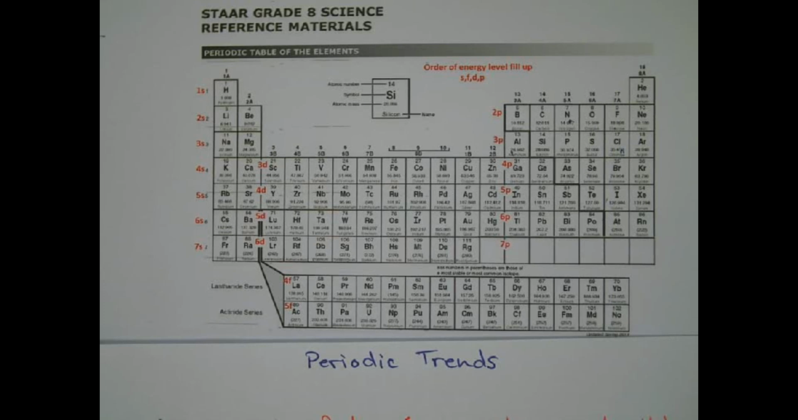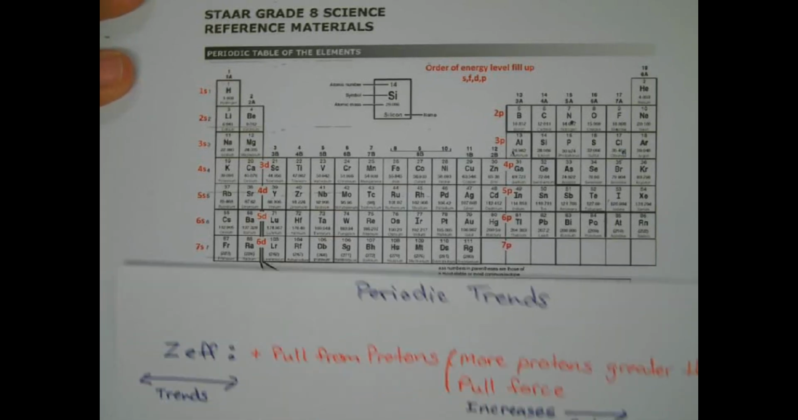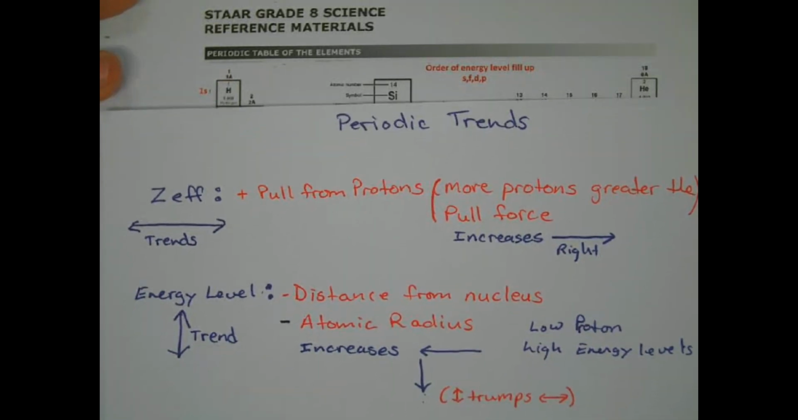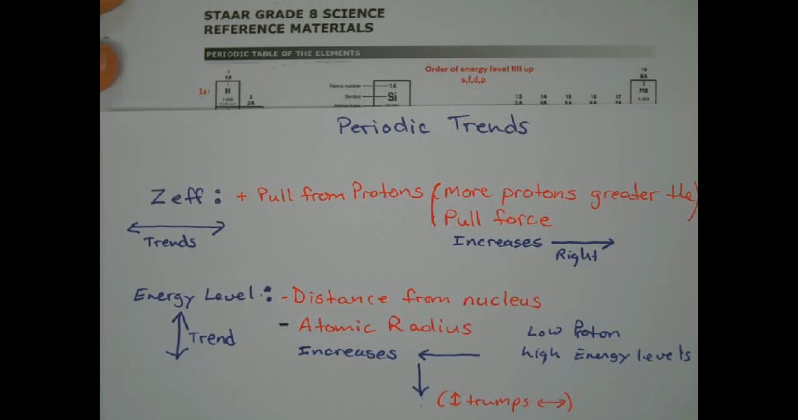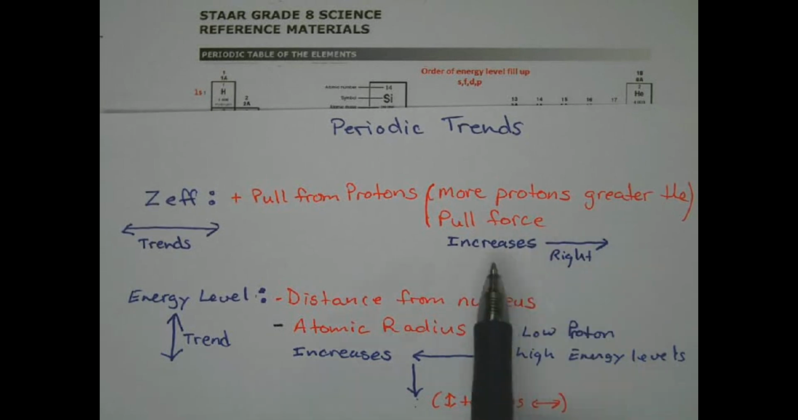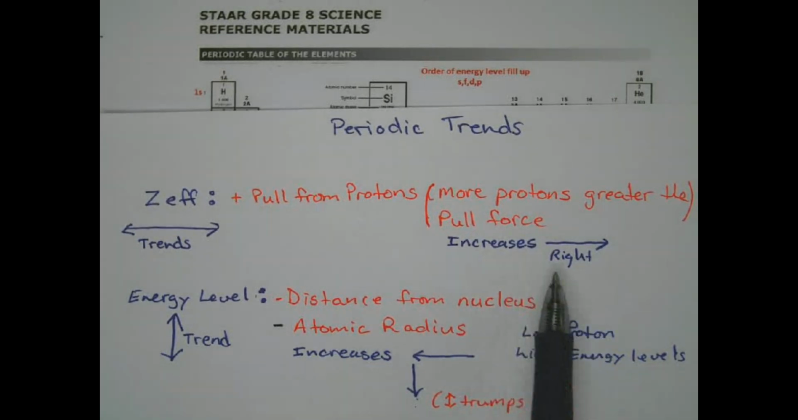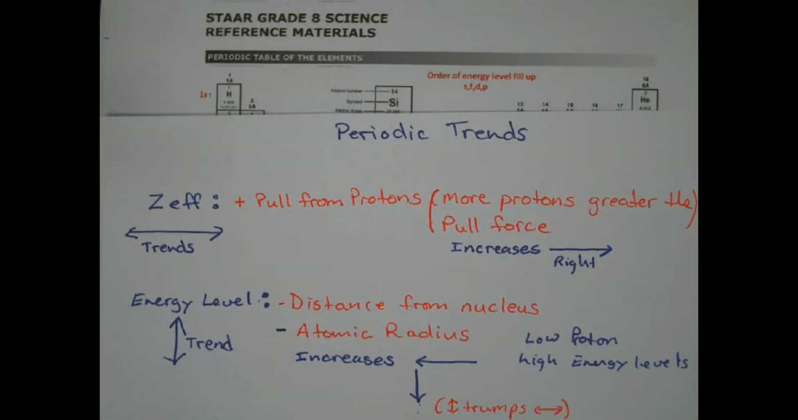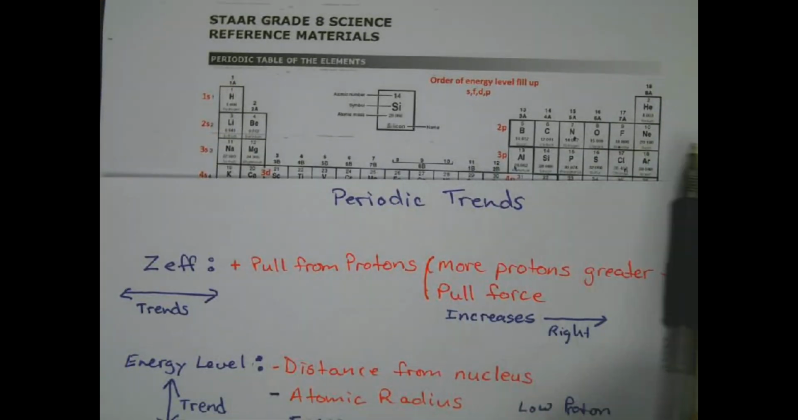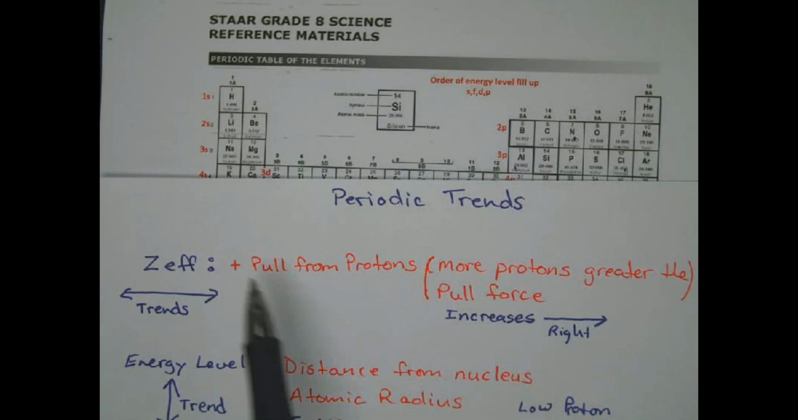But before we get started with ionic radius, we're going to take a look back at what we've done so far. At the very beginning, I said there's two things you have to look at when determining any periodic trend. That's the Zeff, or the positive pull from the protons, which means the more protons, the greater the pull force, and that increases on the periodic table as you go right. Because as you move right on the periodic table, the number of protons increases, therefore that Zeff pull force increases also.